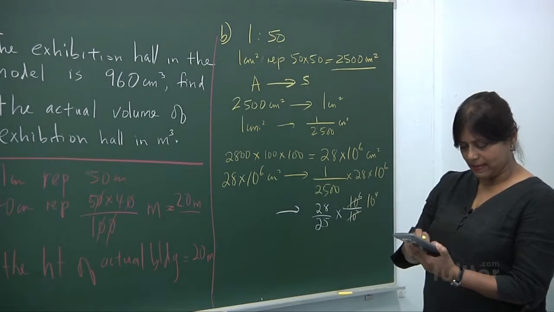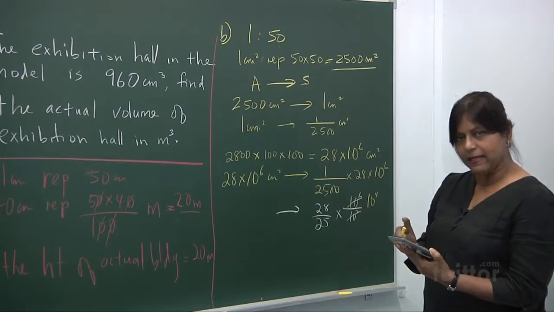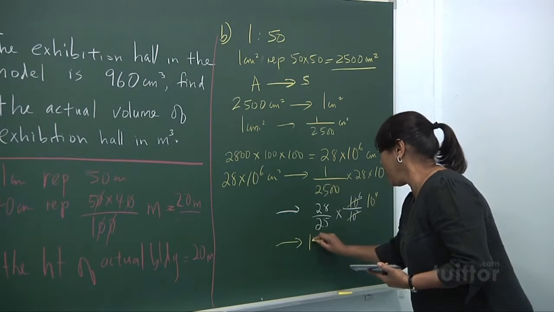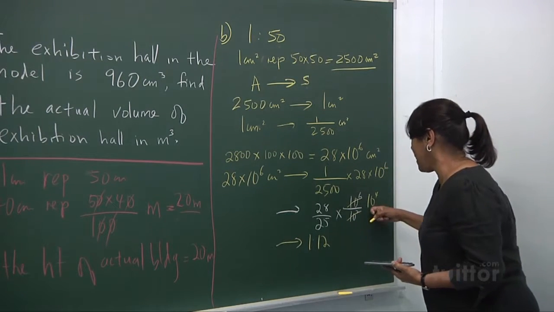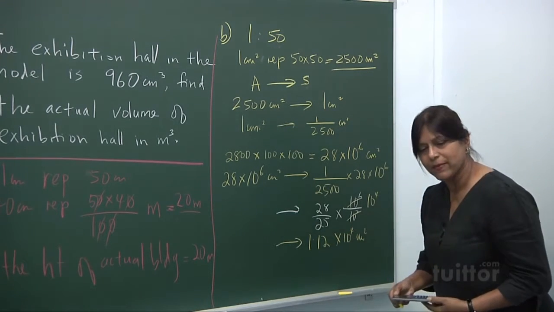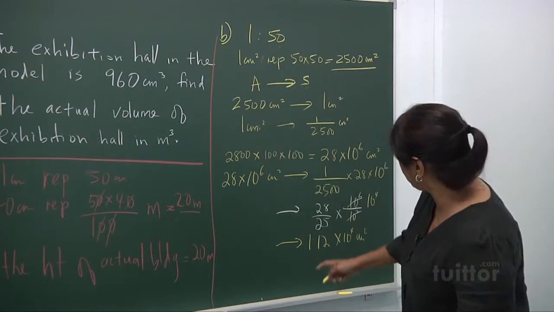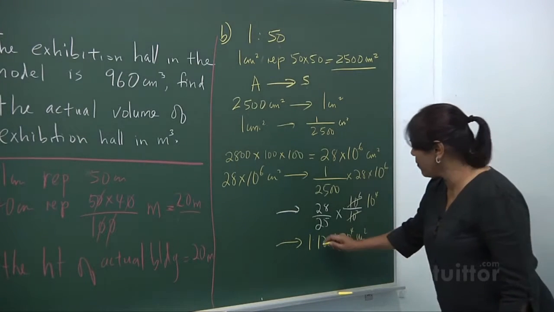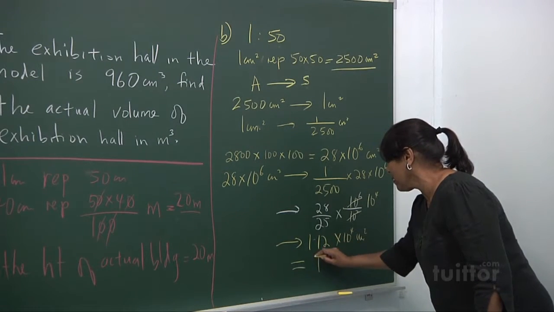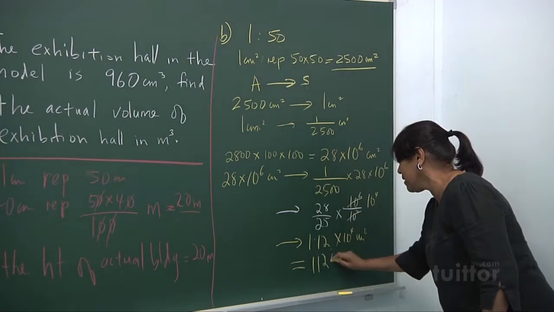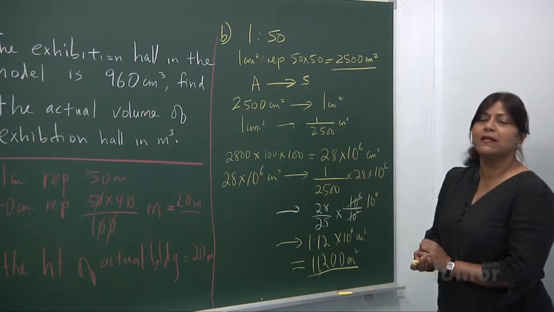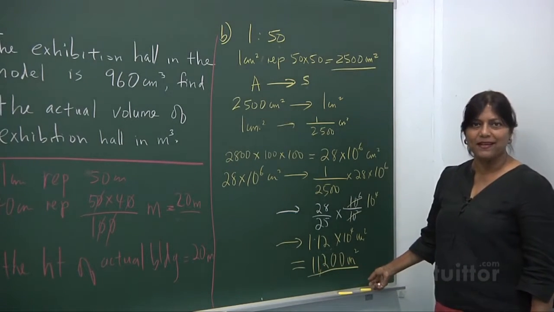Or you can use your common sense. Well, I know some of you don't like it. You get 1.12, and the 10 to the power of 4, and that will be in cm squared. Now if this is in standard form and you want it in ordinary notation, you move 4 times, and that means 1, 1, 2. You move 2 times here, and that will be in cm squared. You get 11,200 cm squared. Have you got it?